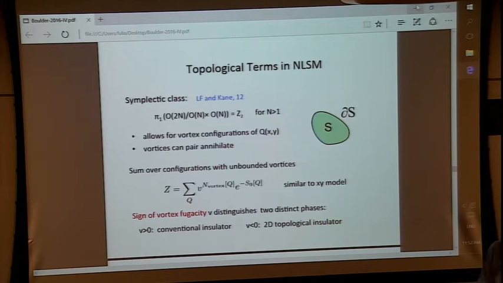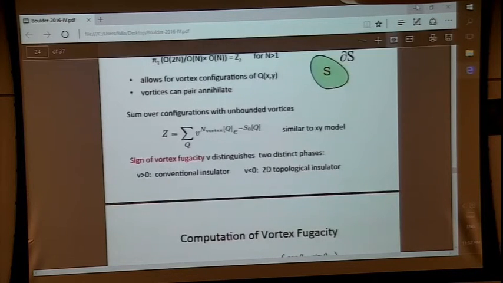Okay, yes? I'm sorry, from this topological term, where can I see the sign? The sign is either positive or negative. So I'm going to argue for you. I haven't finished. This is a statement. Yeah, yeah. Okay.